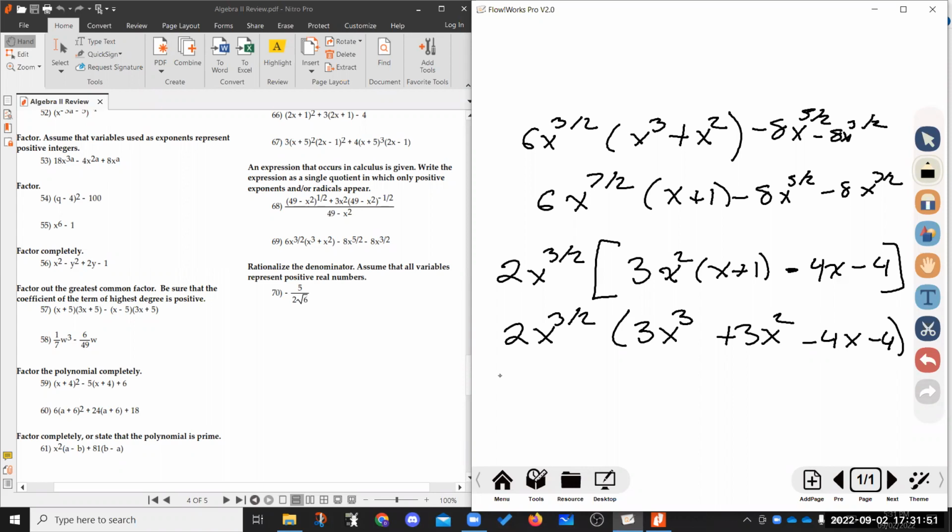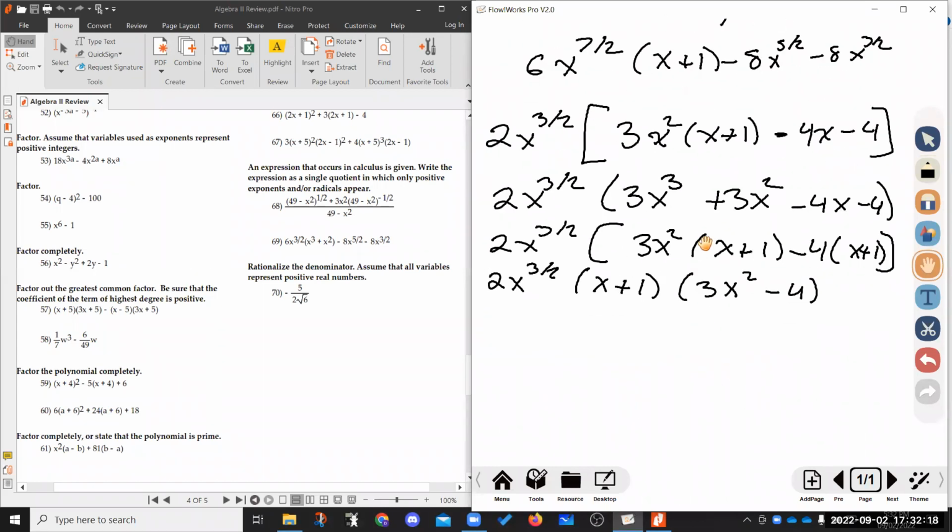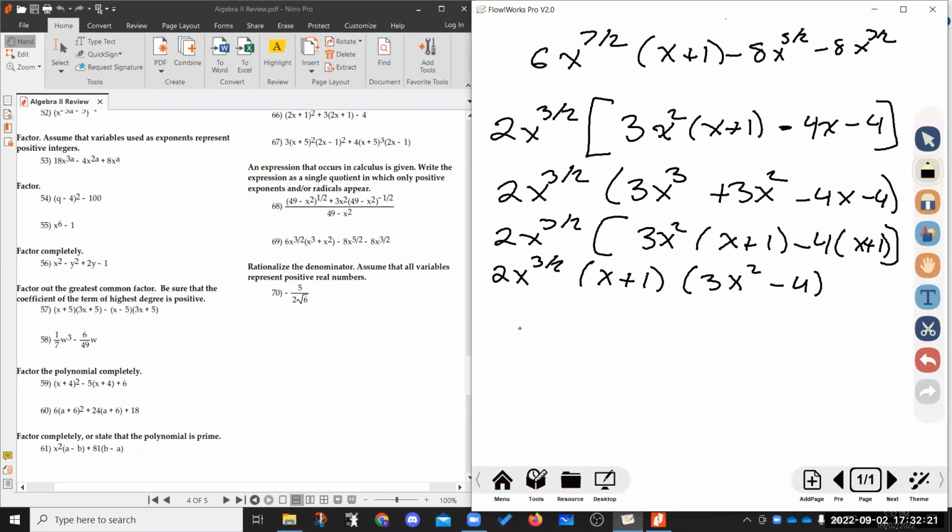So now we need to look at this. See if I can pull out 3x squared, x plus 1 minus 4 times x plus 1, which is going to give me 2x to the 3/2 times x plus 1 times 3x squared minus 4. We're not done yet because that technically is a difference of two squares. So I need to factor it a little bit more, even though it's going to look a little crazy. This is 2x to the 3/2, x plus 1, the square root of 3x plus 2, the square root of 3x minus 2.